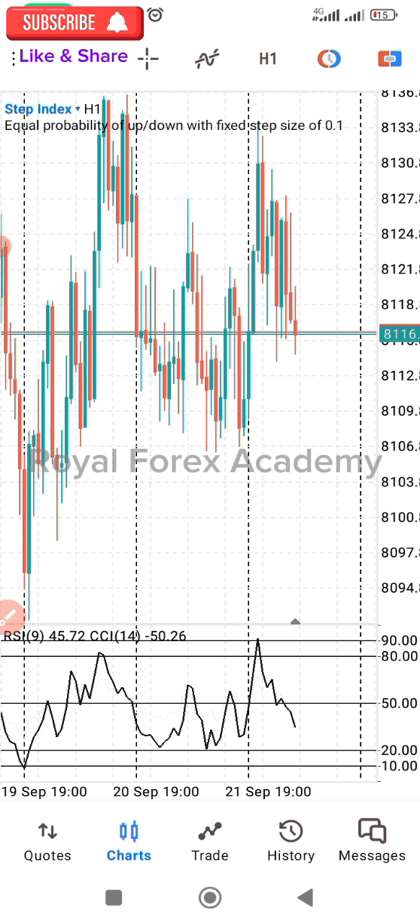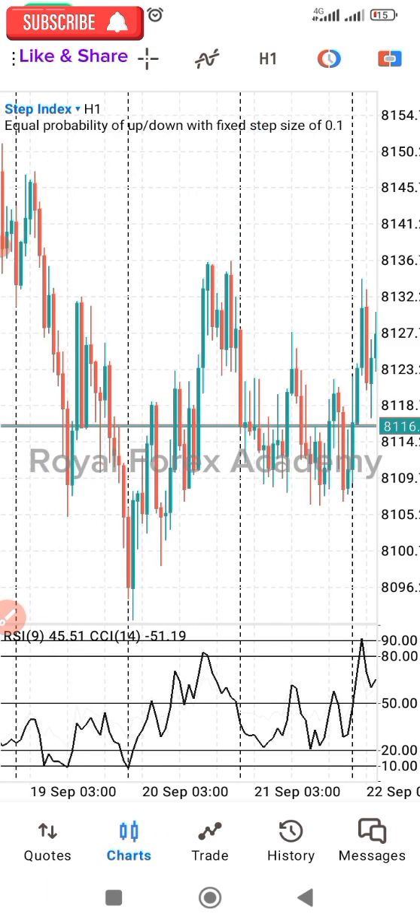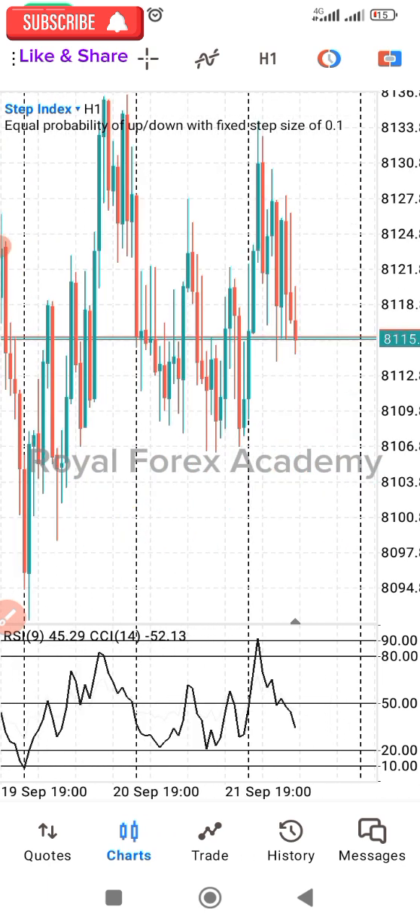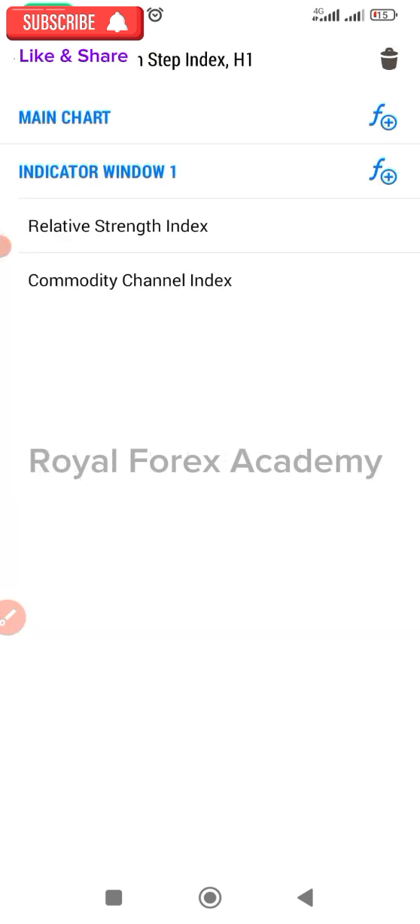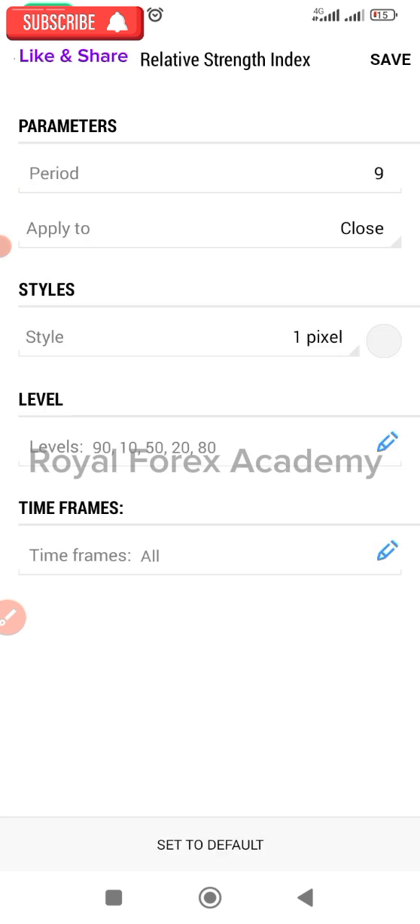This is how to go about it. First of all, this is how the interface of my chart looks like. In order for you to get this indicator setting, we'll go to indicator and we'll have our indicator window. The first is our relative strength index. The period is 9, you apply to close. The style is 1 pixel, and of course you can see the levels 90, 80, 50, 20 and 10.